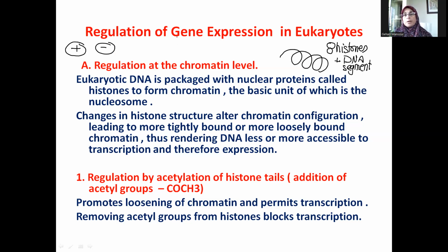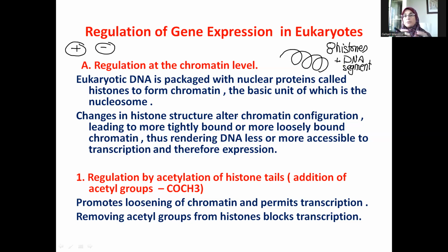But if we make any change in the histone structure, then this would affect the whole configuration of that chromatin. You know that chromatin means DNA plus nuclear proteins, okay? For example, we can make the DNA turns tighter, and if they are more tight, then this will inhibit the process of replication, the process of transcription, and any process that requires that the two strands are separated and the bases are exposed.